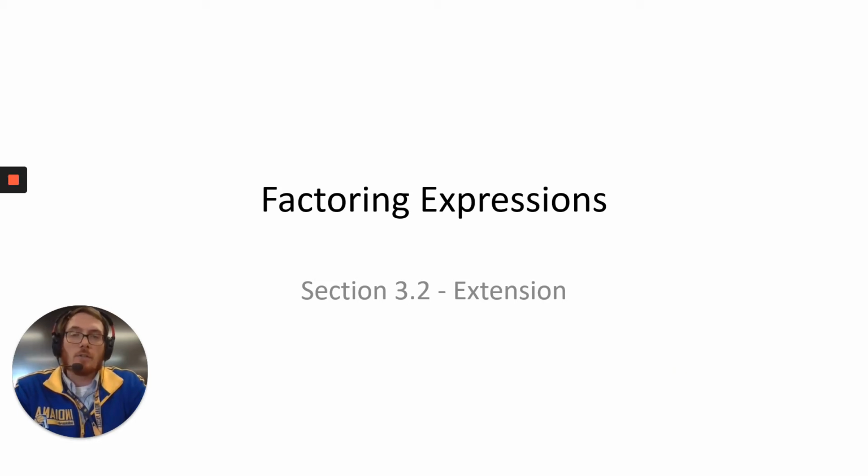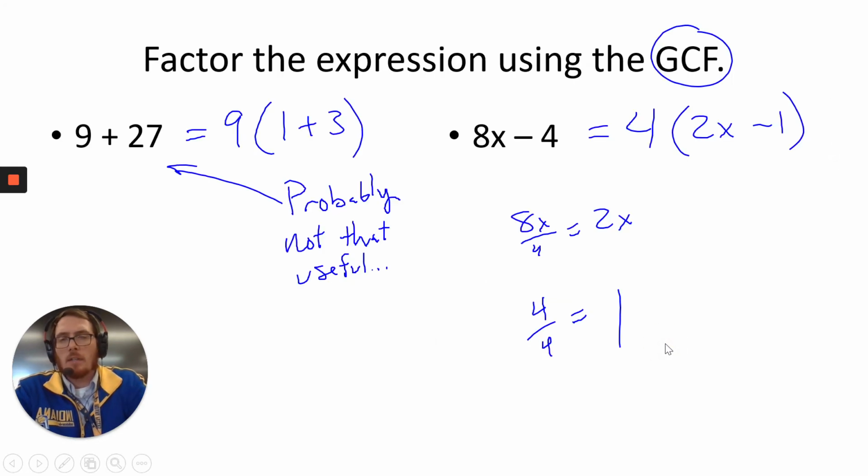This is dealing with section 3.2, the extension of it, which deals with factoring expressions. Factoring is the opposite of distributing, much like adding is the opposite of subtracting, multiplication and division are opposites, squaring and square rooting are just a few examples of that type of idea in mathematics. So factoring, by definition, is the opposite idea of distributing.